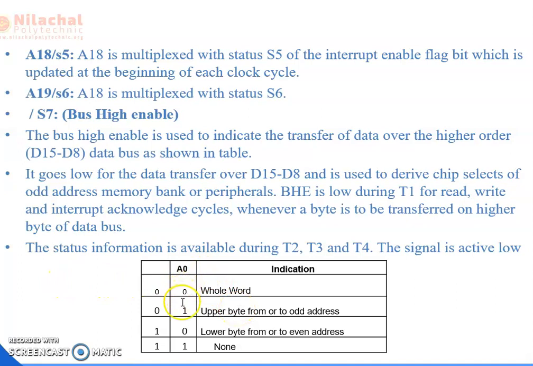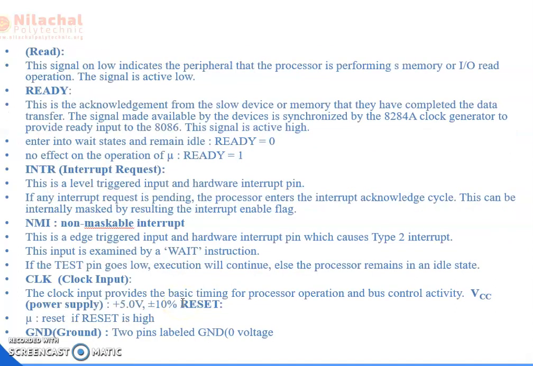Then the RD signal is the read signal. This signal on low indicates to the peripheral that the processor is performing a memory or IO read operation. The signal is active low. Next one is READY. This is the acknowledgement from the slow device or memory that they have completed the data transfer. The signal made available by the devices is synchronized by the 8284A clock generator to provide the READY input to the 8086. This signal is active high.